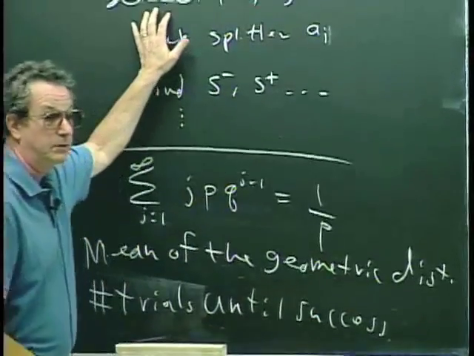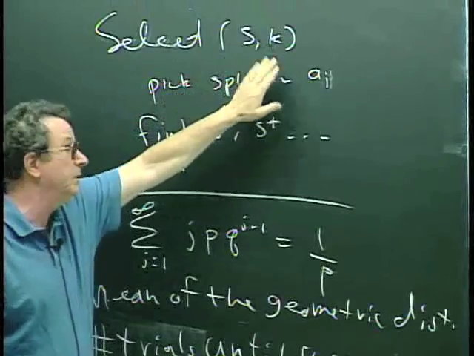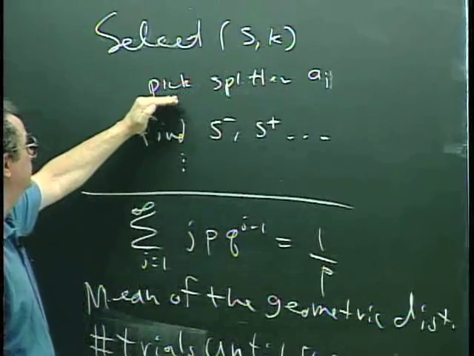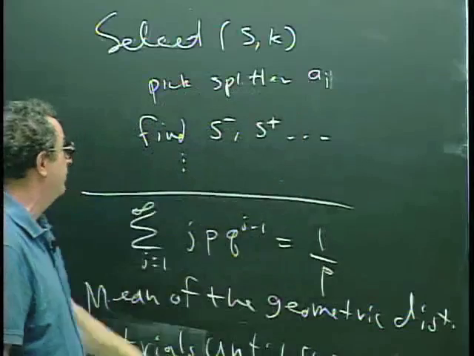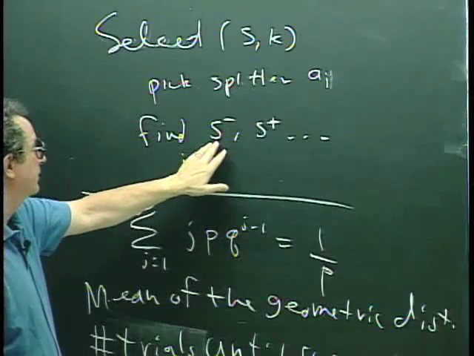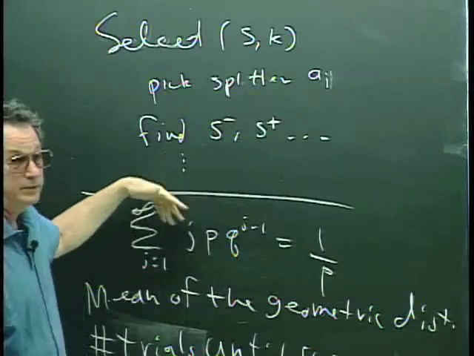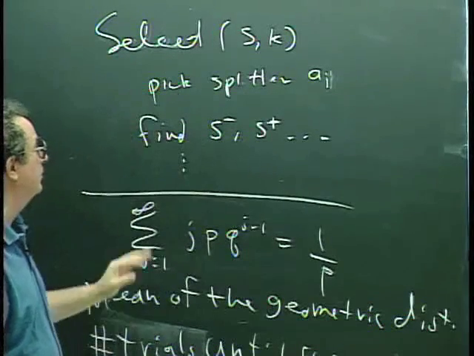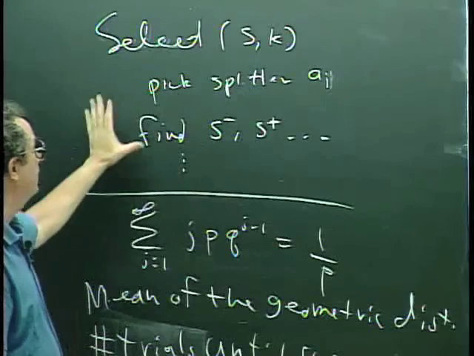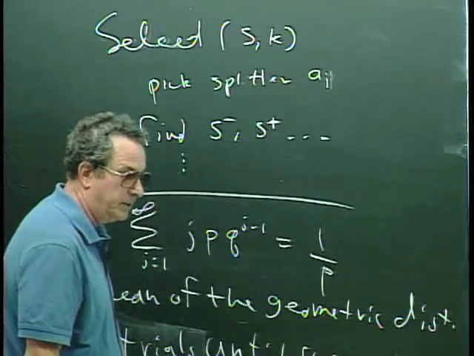So let me just quickly remind you, we're talking about the select algorithm, where you have a set S and you're looking for the kth smallest element. And the main point about the algorithm is that you pick a splitter, AI, and then you find the elements that are smaller than AI and the elements that are larger than AI, and you do some comparisons. And we put this up on the board. I put this up twice already, so I'm not going to put it up again. Hopefully everybody has it.